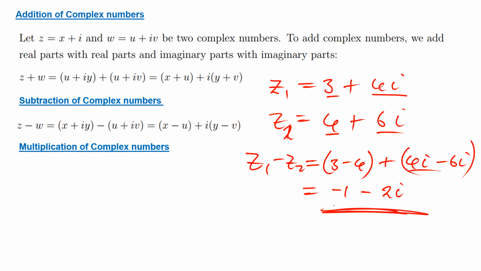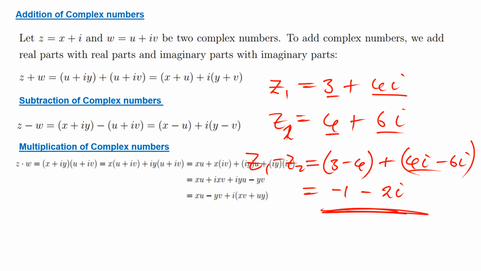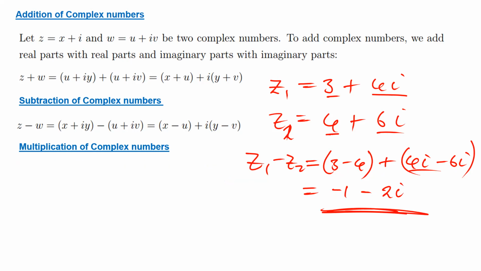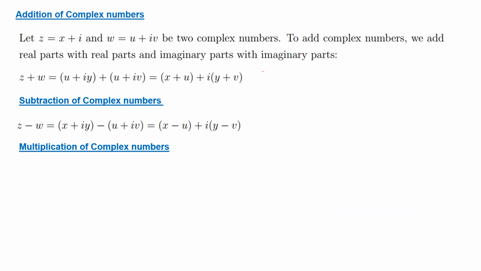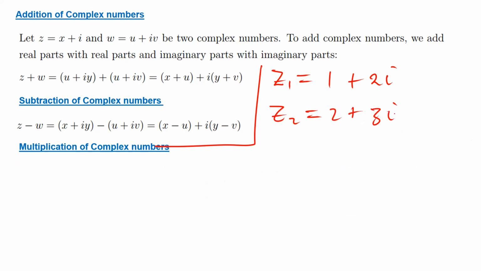Okay, so let's take a look at how we can multiply complex numbers. Let me just use examples to explain this. So if you have Z1, which is equal to, let's say 1 plus 2i, then you also have Z2, which is equal to 2 plus 3i.